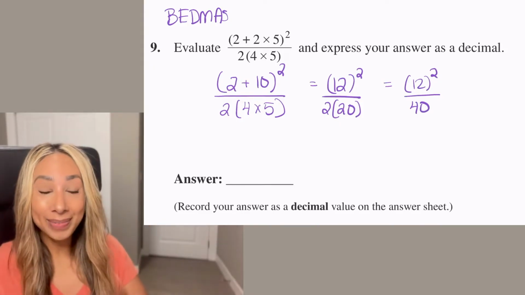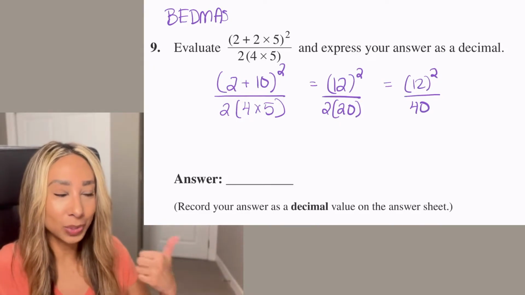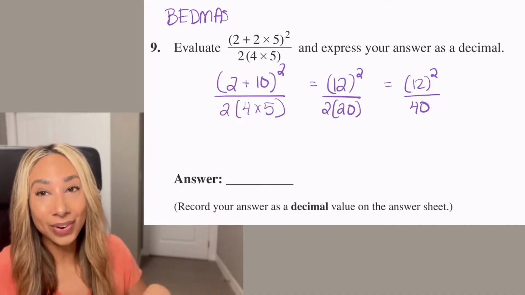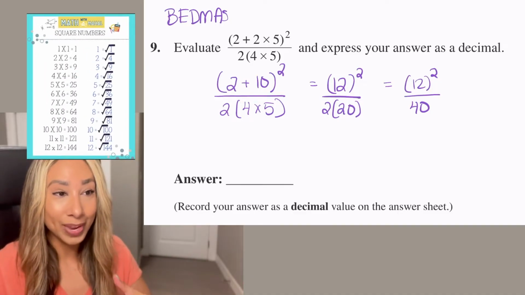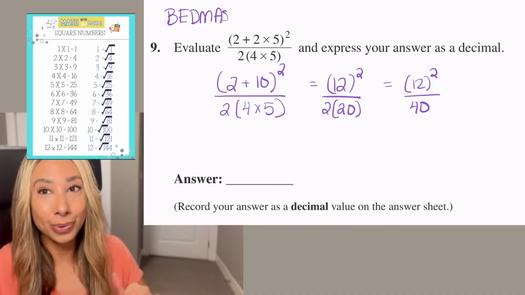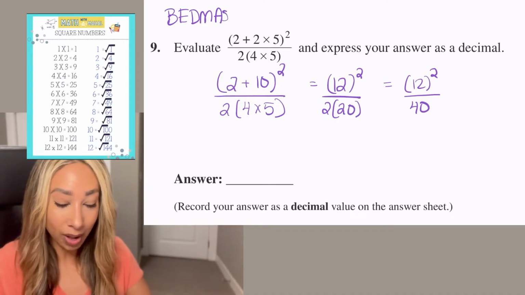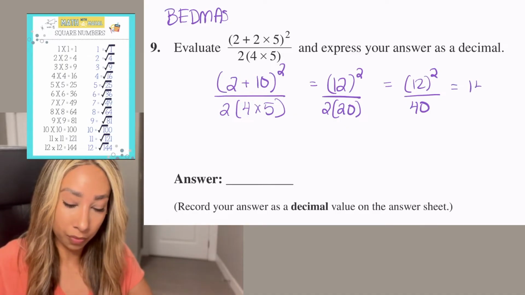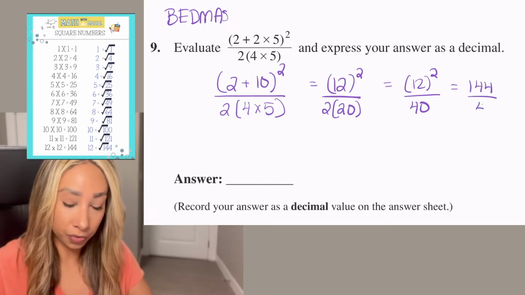Okay, so now we have to think, well, what's 12 times 12? If you haven't seen it already, here's a link to my list of perfect squares. Make sure you know this before going into your exam. So 12 times 12 will give us 144 over 40.